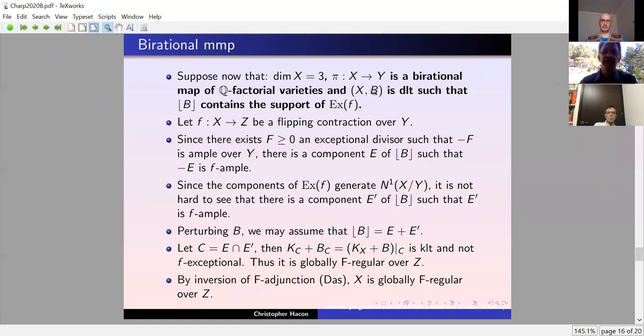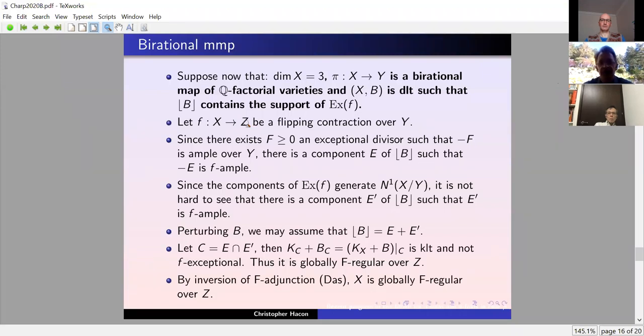Okay, and I'm assuming that the boundary B contains the support of this exceptional divisor. Obviously, F is equal to pi in this situation. Actually, no, I take that back. So F will be my flipping contraction, which is happening over Y. So F factors pi.